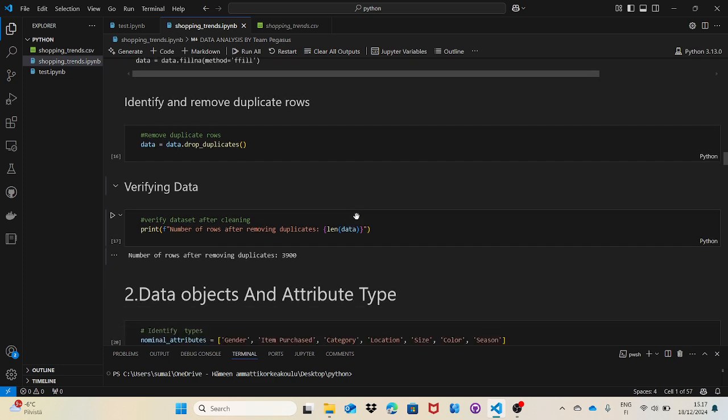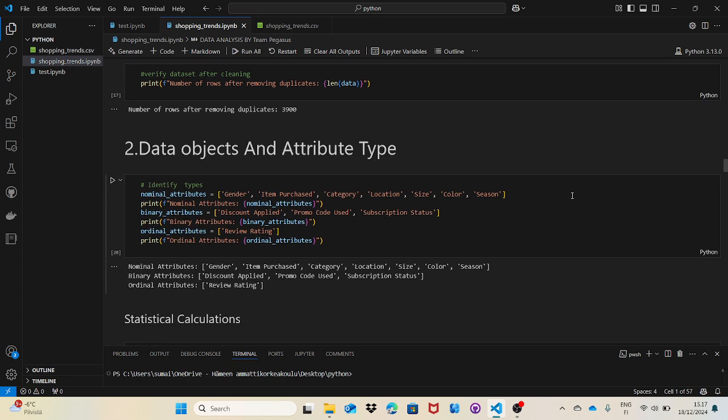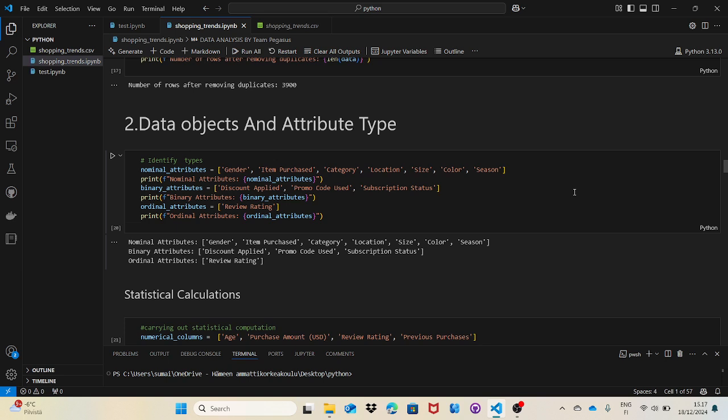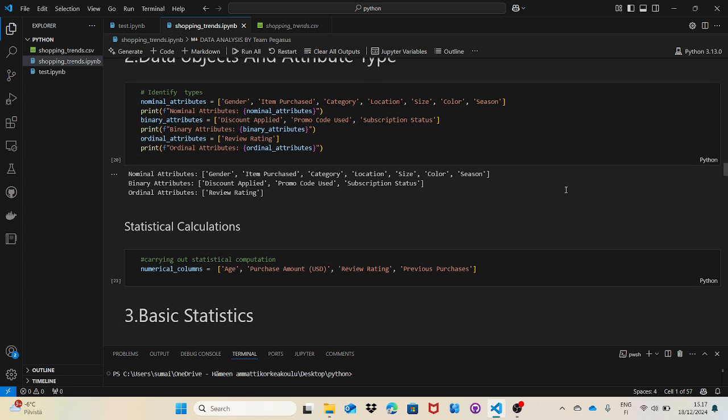I also classified the data into data types like nominal, binary, and ordinal. This helped us understand the structure of the data better. Nominal data includes categories like product types and customer segments, while binary data types like yes or no for discounts can help analyze customers' behavior. Ordinal data such as ratings or rankings provides useful insights for comparison. Categorizing the data made it easier for us to analyze and apply the correct method.